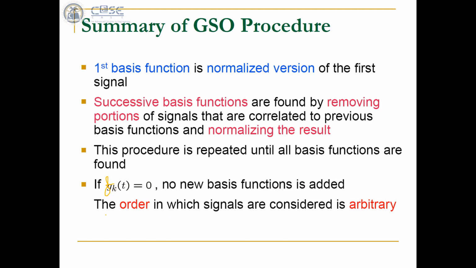And by the way, this is written here again. The order in which you select the signals in the GSO process is arbitrary. You don't fix the order. You may select them randomly, but you need to ensure that all of them are chosen at least once, so that you check for all of these signal types and see if there is any signal left to be checked in the process. All right.